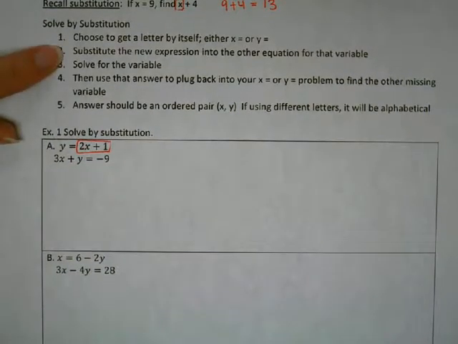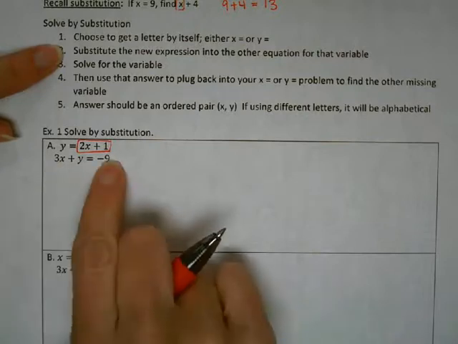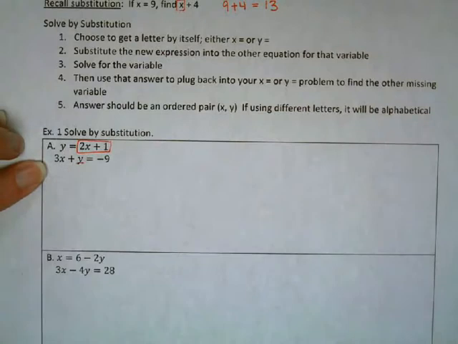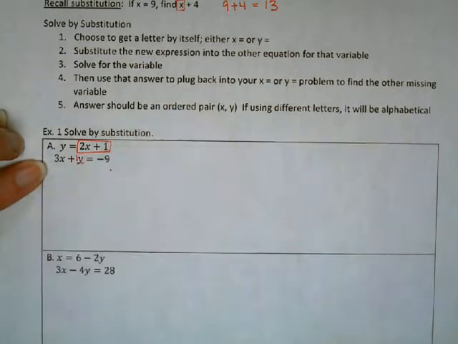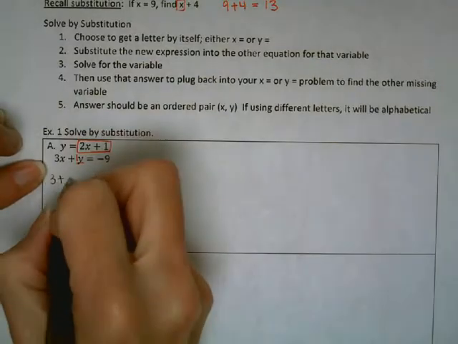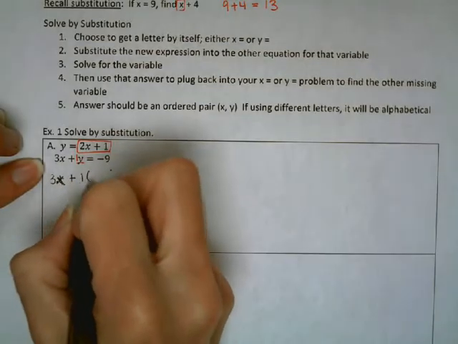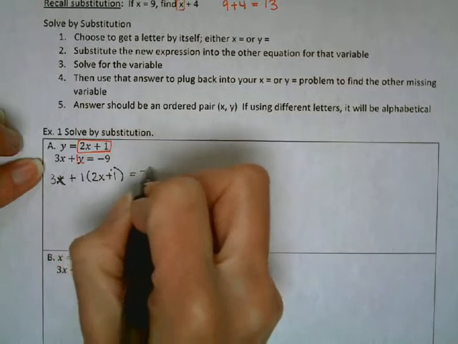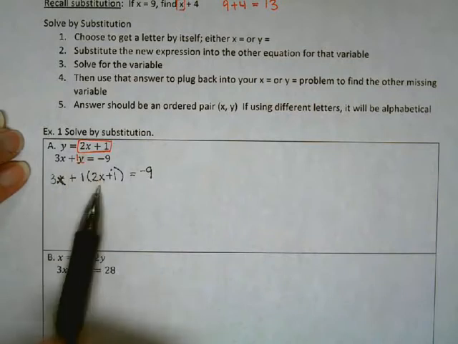Substitute the expression into the other equation for that variable. So if this is y equals, we're going to replace this y here with that whole thing. Remember, if this y has no number in front of it, it's considered a 1y. So when I write this down, I would say 3x plus 1 times 2x plus 1 equals negative 9. The only thing I replaced in this bottom equation was where the y is, I put in what y equals.